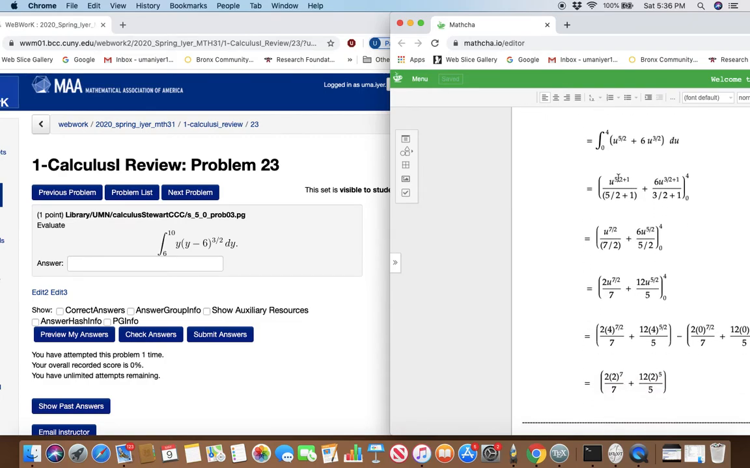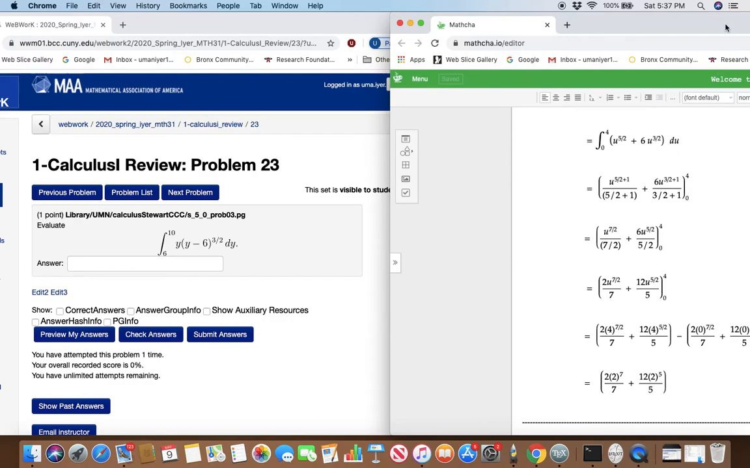Simplifying, 5 halves plus 1 is 7 halves, right? 5 over 2 plus 2 over 2 is 7 over 2. Likewise, 3 over 2 plus 2 over 2 is 5 over 2. Now, what is the meaning of division by a fraction? It's multiplication by the reciprocal. 7 over 2 becomes 2 over 7. Likewise, 5 over 2, you are multiplying by 2 over 5, but there is a 6. So that gives me a 12 over 5.